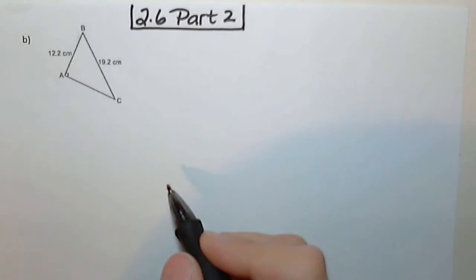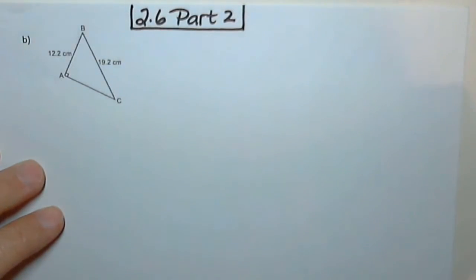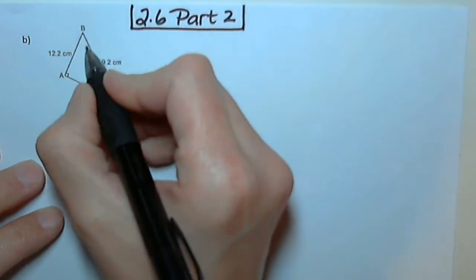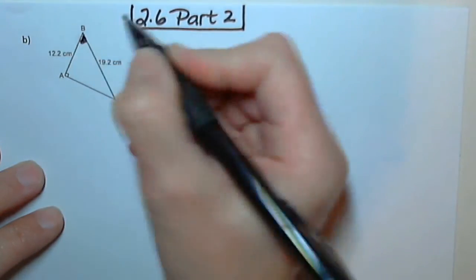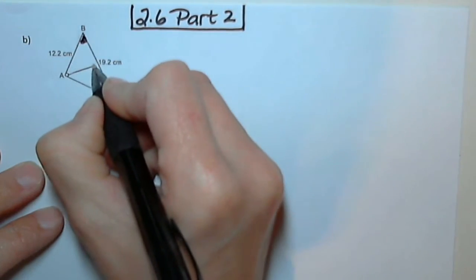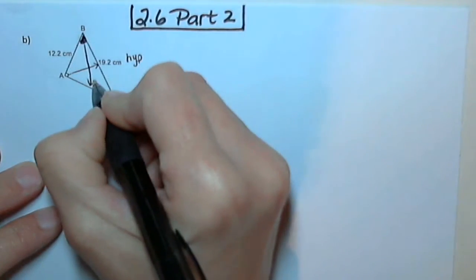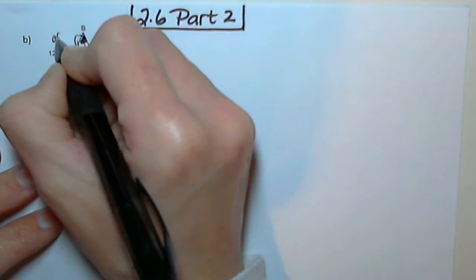In 2.6 part 2, we're going to have two other questions where we're asked to solve the triangle. And again, that means to find all three unknown sides and all three unknown angles. In this case, I need to pick where I'm going to start from, and I'm choosing to find angle B first. From angle B, I'm going to label my triangle. This is the hypotenuse, this is the opposite, and this is the adjacent.